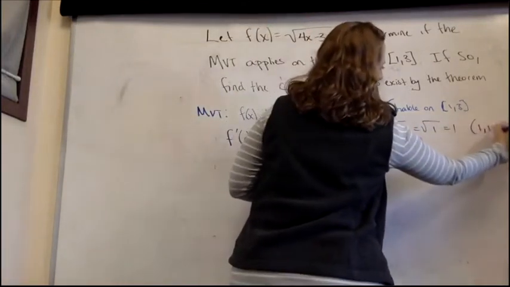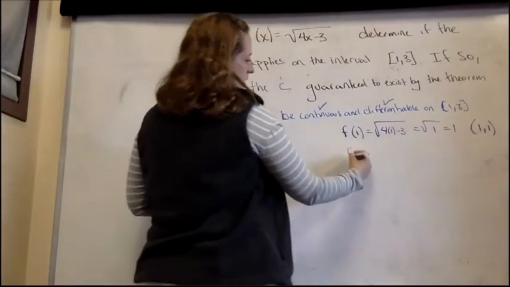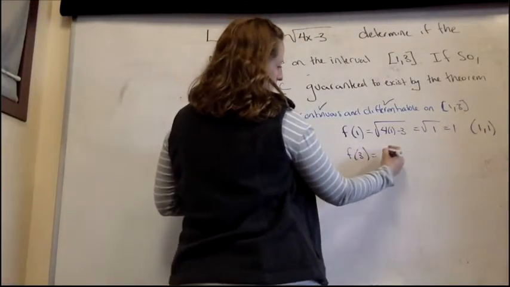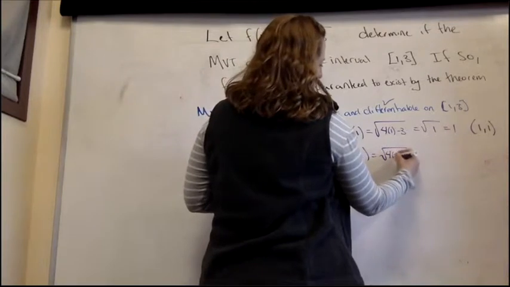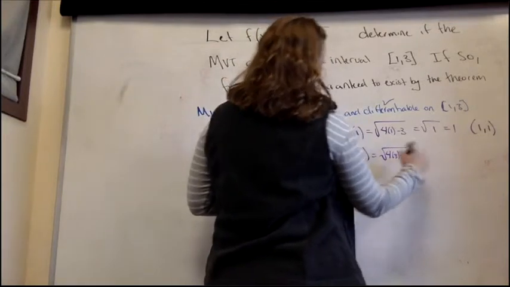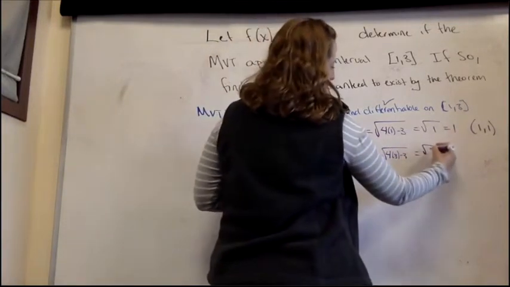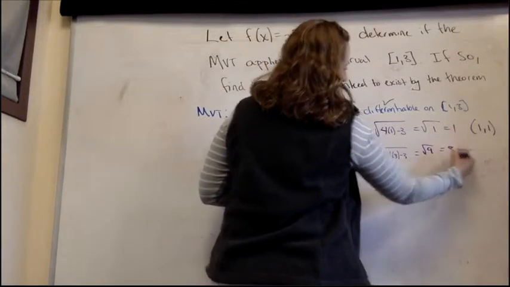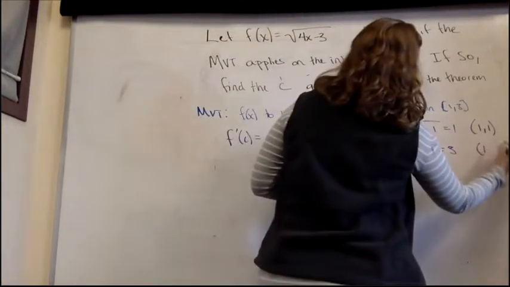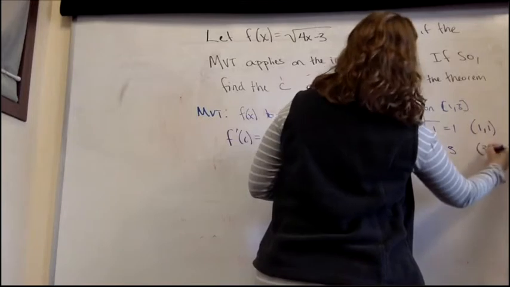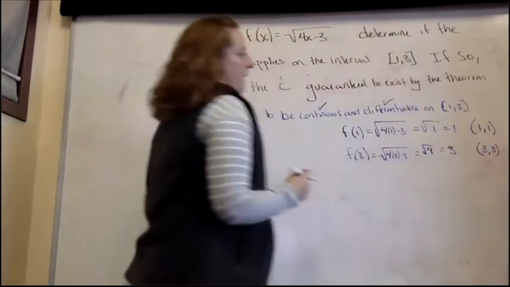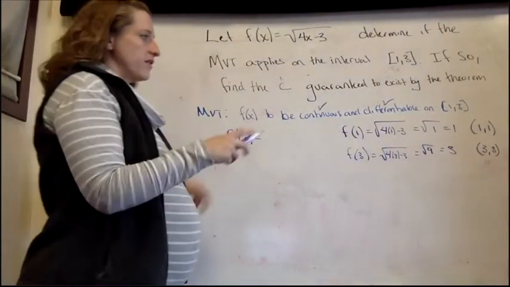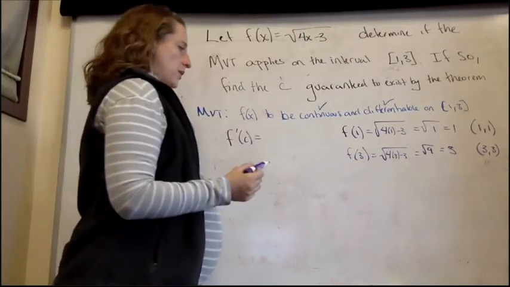So I have the point (1, 1) sitting on my function. If I plug in our other endpoint, 3, we'll have the square root of 4 times 3 minus 3. 12 minus 3 is 9. The square root of 9 is 3. So I'll have the point (3, 3). Okay, so the endpoints of my function are (1, 1) and (3, 3).